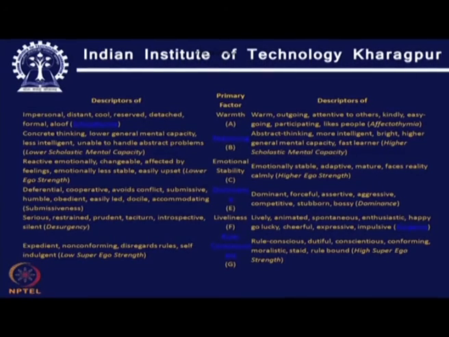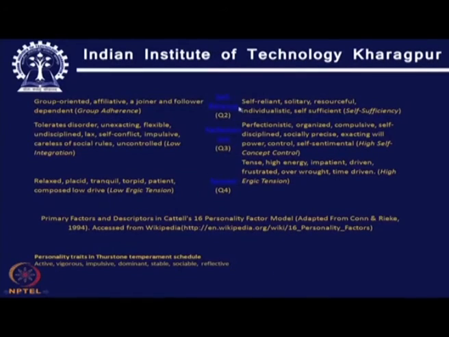Rule consciousness: we have expedient, non-conforming, disregards rules, self-indulgent, which is low superego strength. Then rule conscious, dutiful, conscientious, conforming, moralistic, rule bound, which is high superego strength. Self-reliance: we have group-oriented, affiliative, a joiner and follower, dependent. Right hand side we have self-reliant, solitary, resourceful, individualistic, self-sufficient.